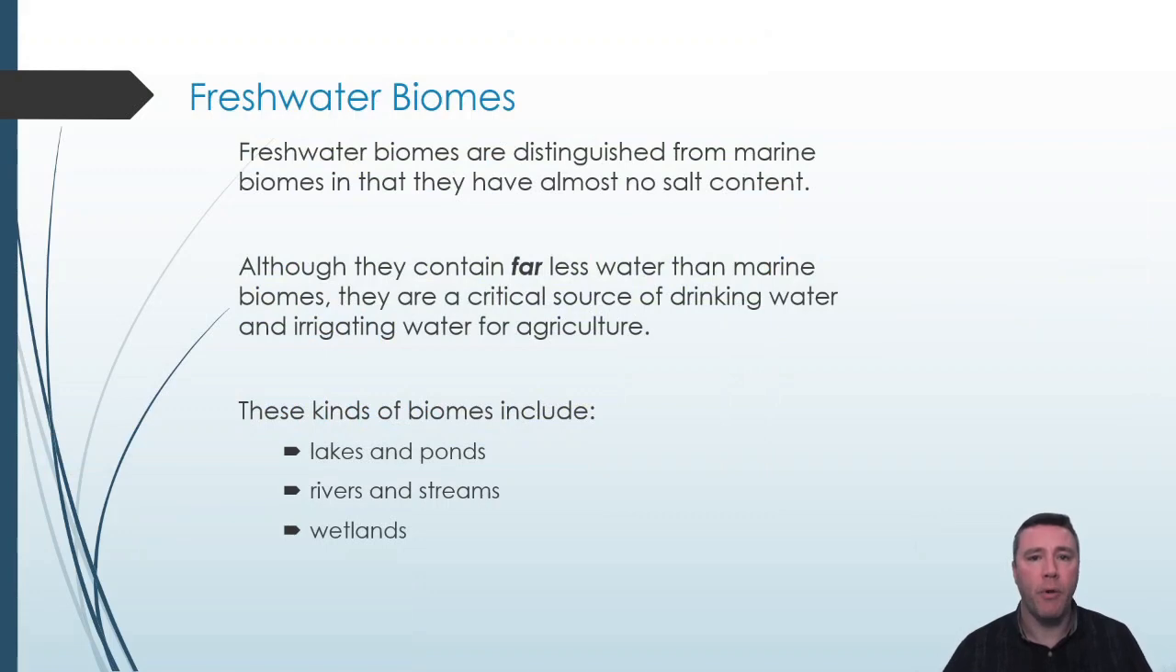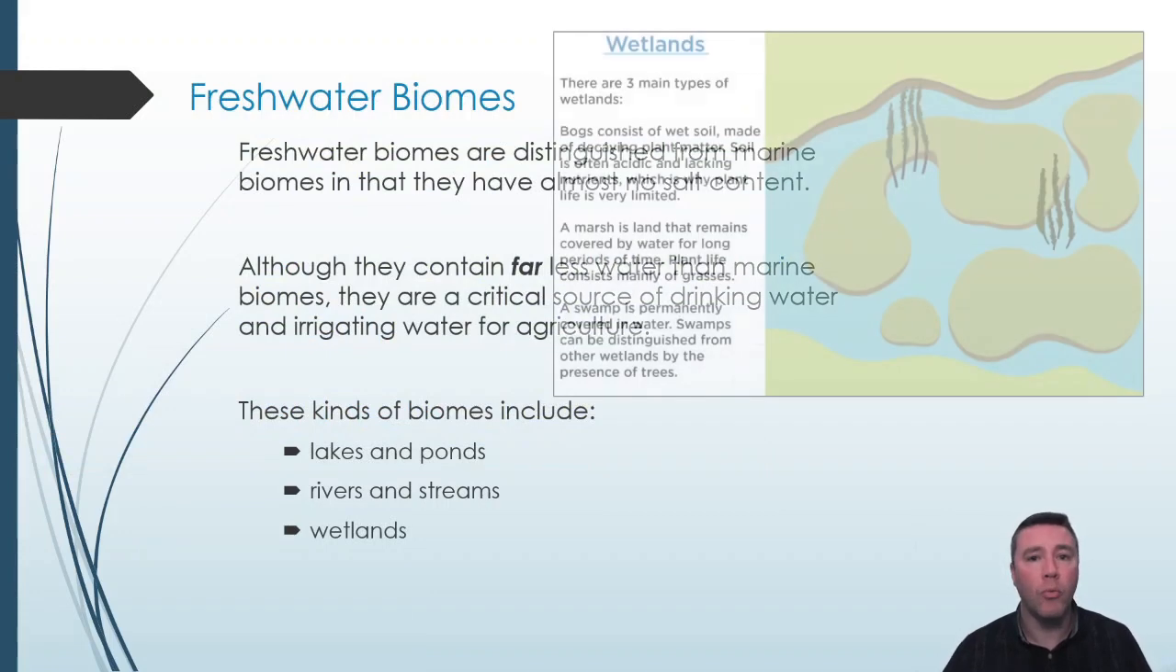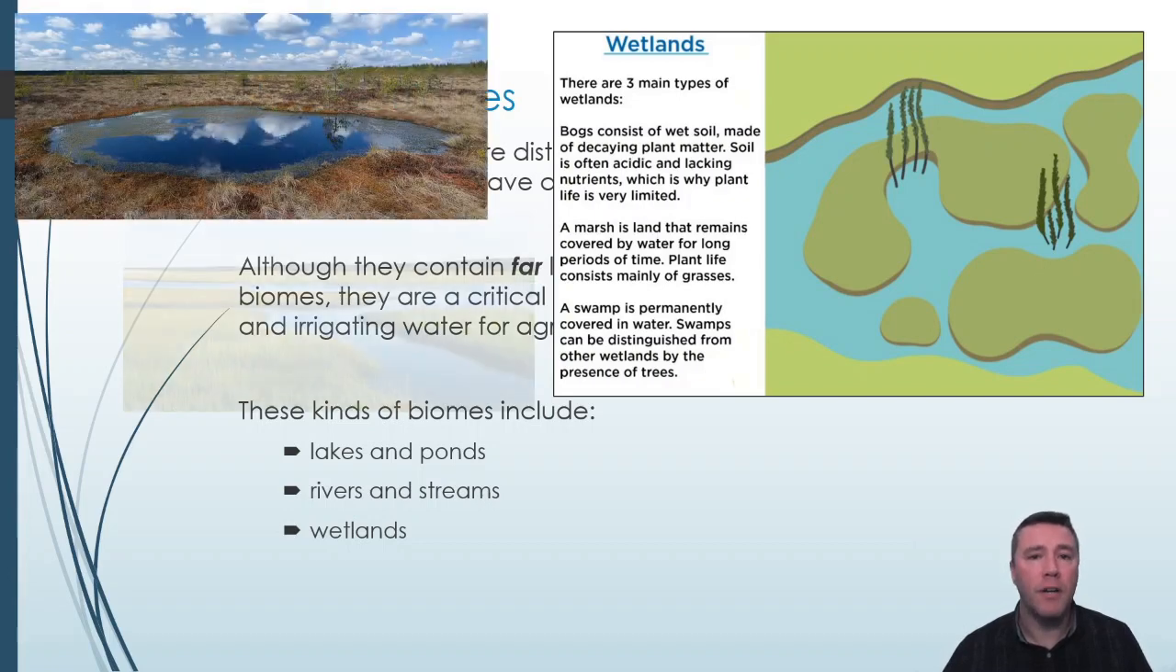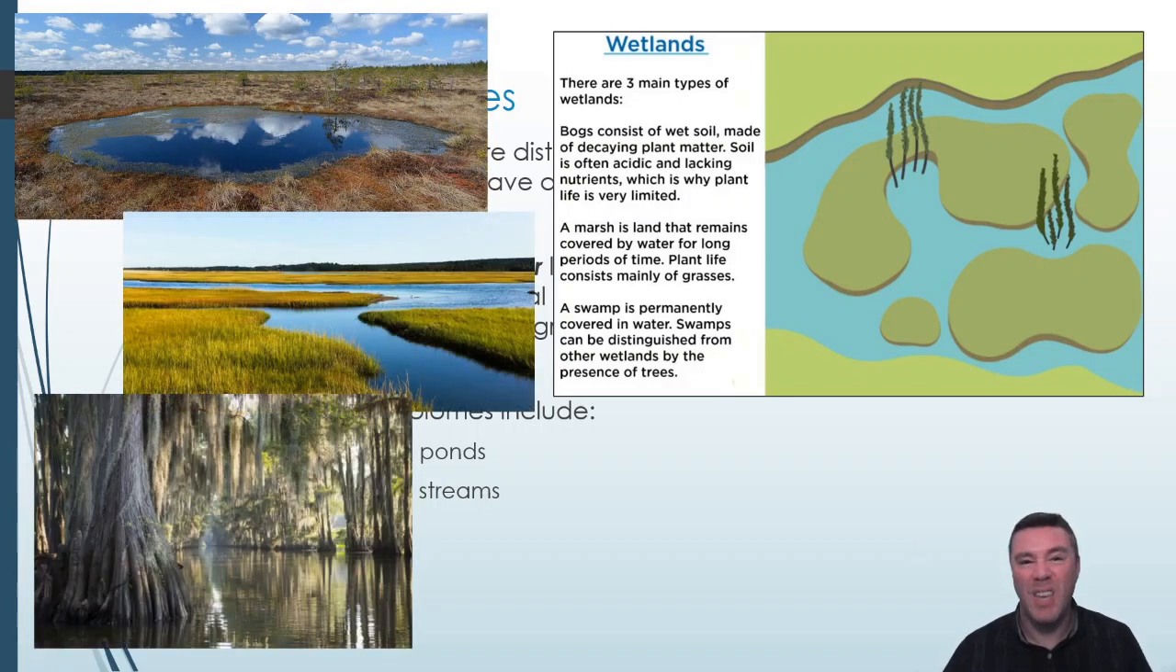The final type of freshwater biome is actually a group called wetlands. The three main types of wetlands are bogs, swamps, and marshes. They're distinguished from one another by what kind of plant life is thriving there, if any.